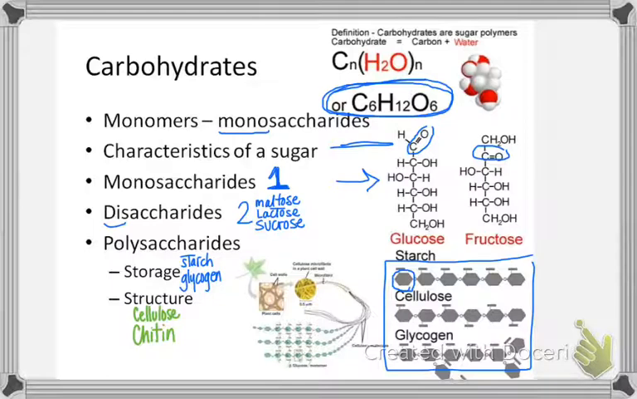Chitin is what forms the exoskeletons of arthropods and is found in cell walls of some fungi.